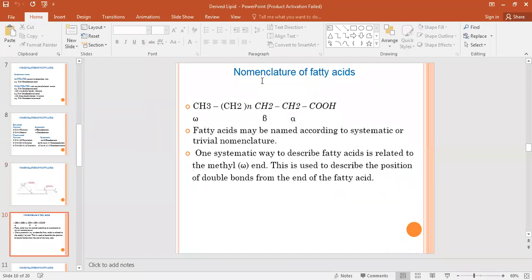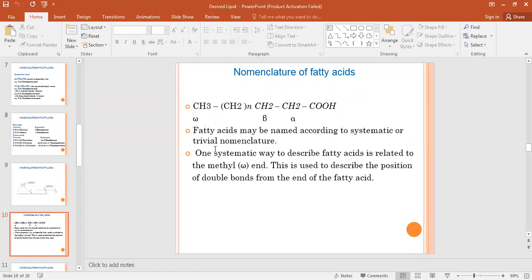There is another way of nomenclature. In every fatty acid, one end is the carboxylic end, while the other is the methyl end. The methyl end is represented with omega, and the counting from the carboxylic acid starts as alpha, beta.